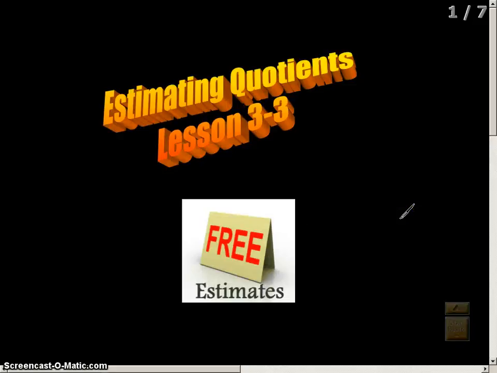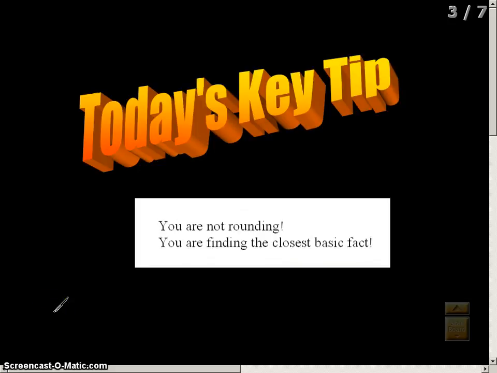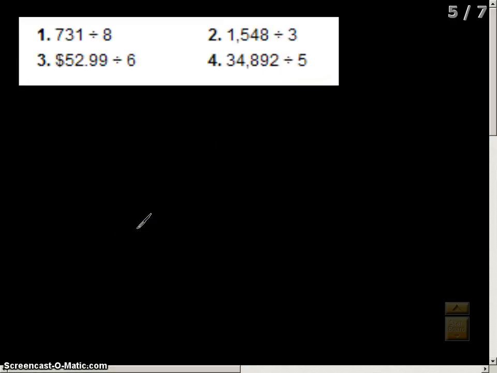This video is designed to show you some of the key concepts we went over in Estimating Quotients Lesson 3-3. Our goal for today was to be able to use compatible numbers to estimate quotients of both whole numbers and also quotients when we're looking at money. And an important key tip for today is to remember that we're not rounding, but we are finding the closest basic fact or closest compatible number. So we have a few examples we're going to take a look at.